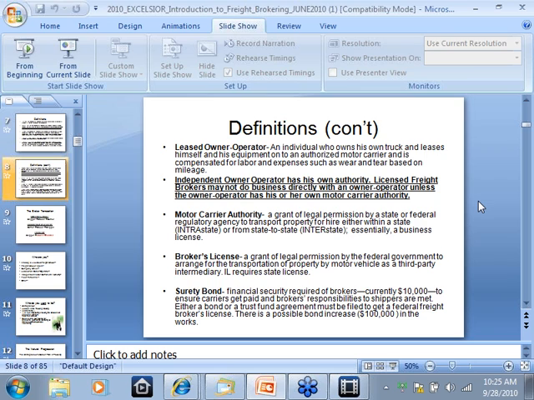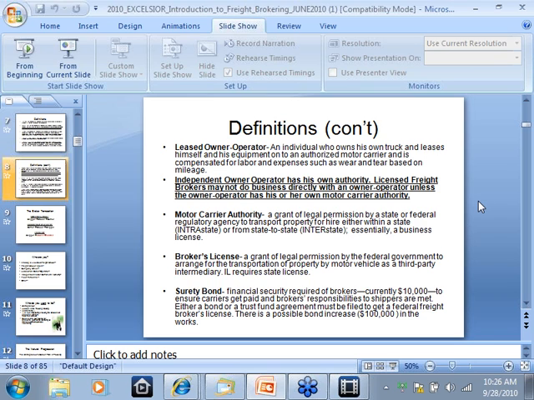Now, let's talk about the bond. We'll focus on the federal bond here because that's what we're really here to talk about. The bond is the financial security that is required of a broker. Just like a motor carrier has to have liability insurance for their vehicle and cargo insurance for the shipper's shipment, so too, financial security has to be on file with the federal government for brokers, and it's in the form of a surety bond. Now, the whole purpose of the bond is to really make sure that the broker meets his responsibilities to the shipper.